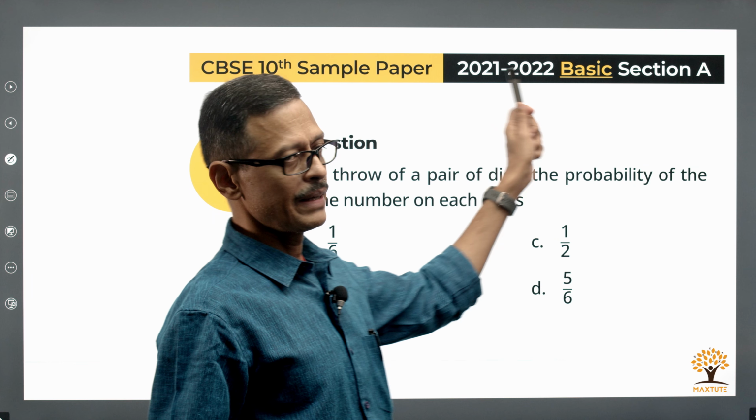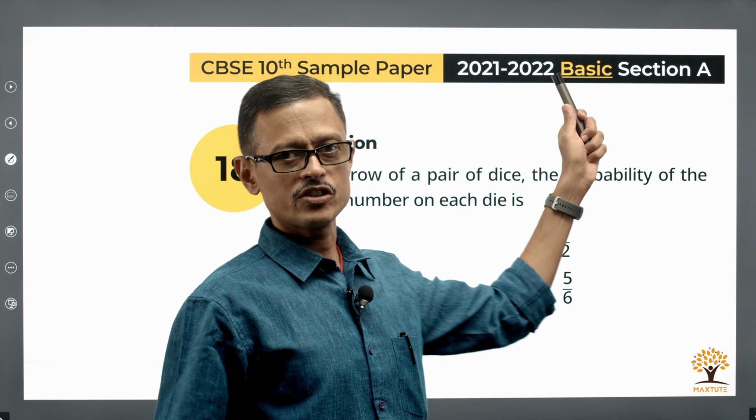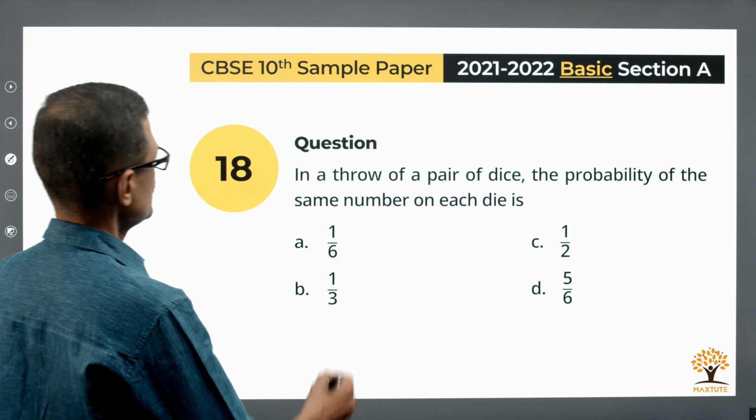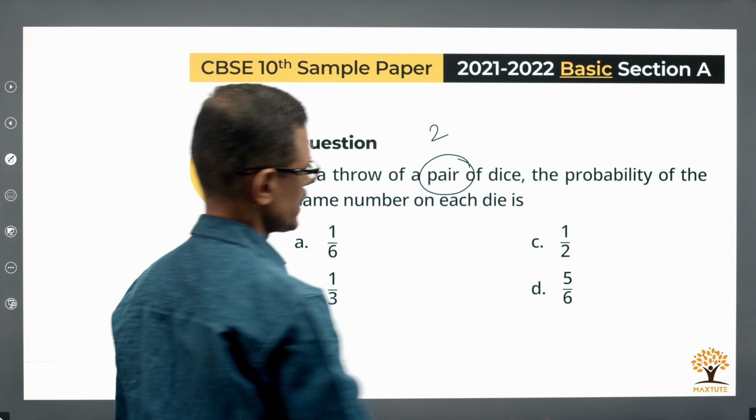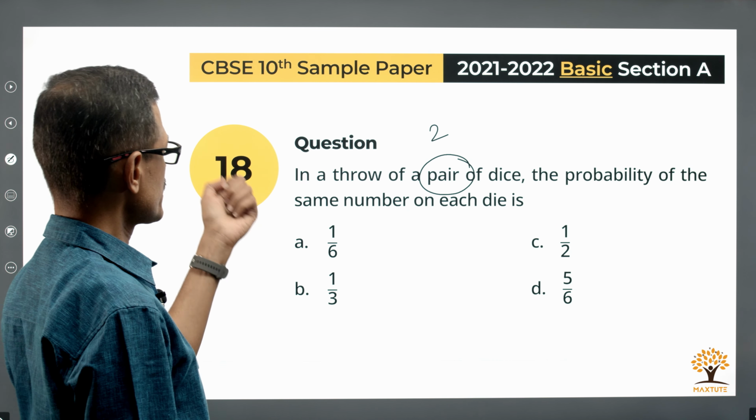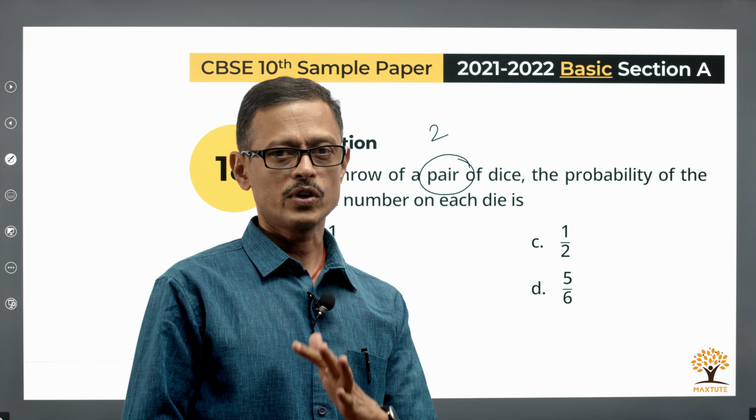Video solutions to the sample paper given by the board for academic year 21-22. This is for term 1, basic version of the paper, again a Section A question. In a throw of a pair of dice, we are actually throwing 2 dice right now. The probability of the same number on each die is what we are trying to find out.